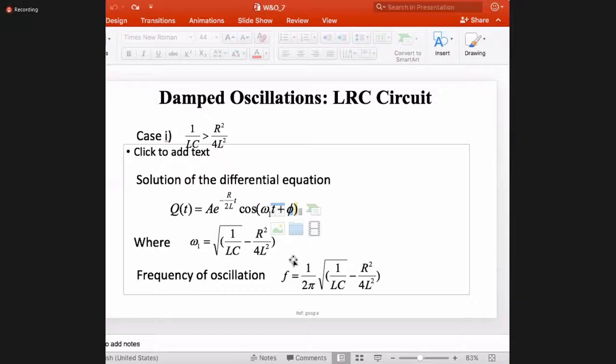Okay, then can you explain why I write the solution of the differential equation in case one like this: A e to the power minus R by 2L into t, into cos omega 1 t plus phi? Can you explain this? Roll number 30, can you explain? Sir, sorry, sir, I can't.